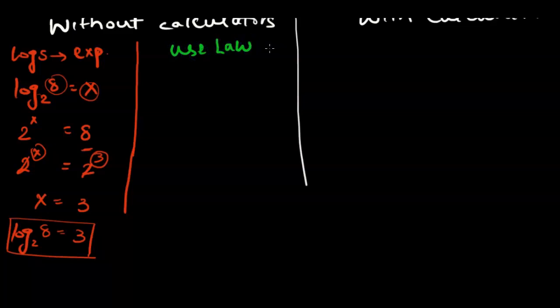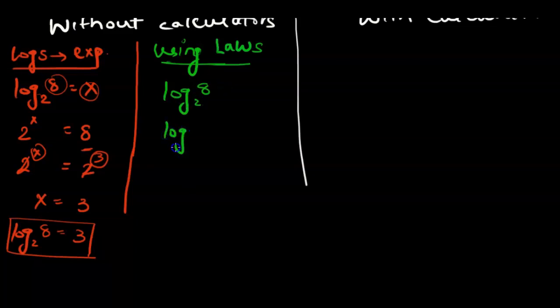in the previous video, that is lesson number 3. So how do we do this? We want to solve the same question, but we will be using laws in this case. Now we're looking to evaluate log to the base 2 of 8. What we have to do is change this number to the same base as the base of the log. So 8 can be written as 2 to the power of 3.